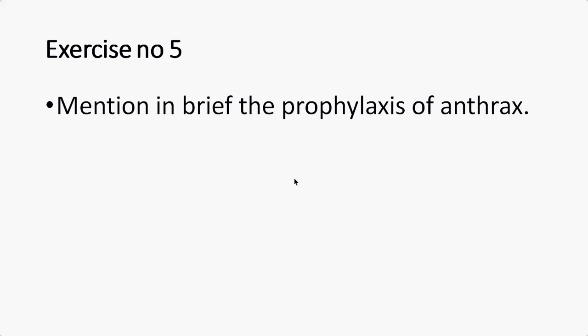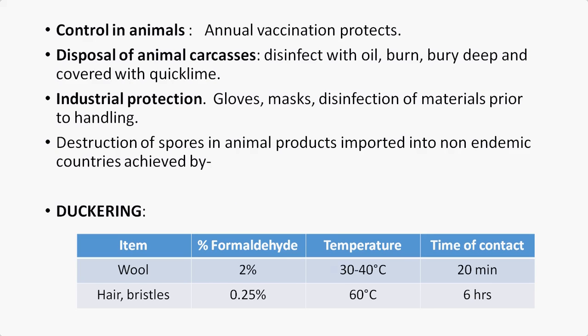Now the last is exercise number 5: mention in brief the prophylaxis of anthrax. How do we prevent it? By controlling animal infection with annual vaccination of the animals, then disposal of animal carcasses: disinfect them, or burn them, or bury them in deep burial covered with quicklime, so there is no transmission of the bacillus. Then industrial protection: use gloves and masks in wool factories. Disinfection of the material prior to handling is also important.